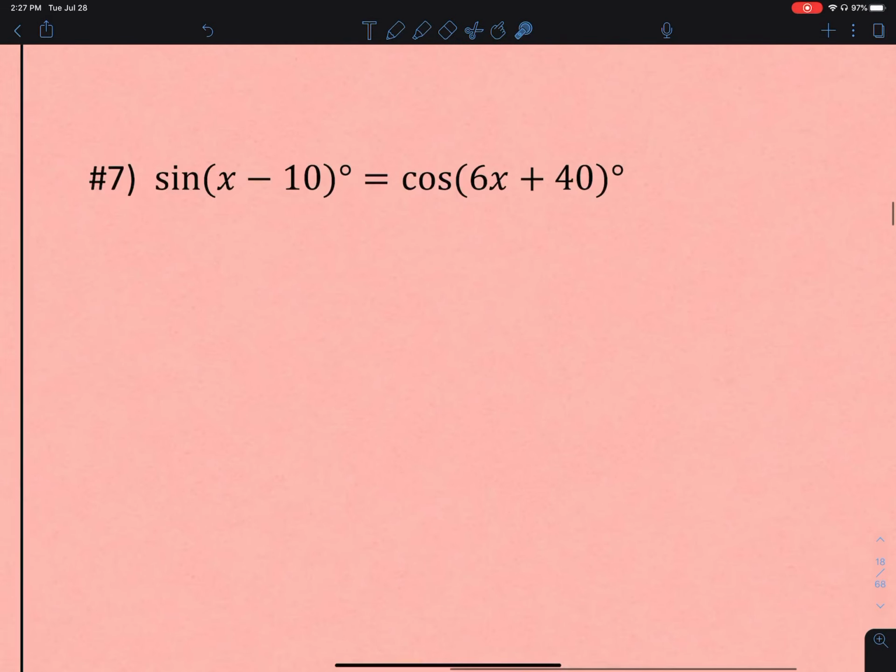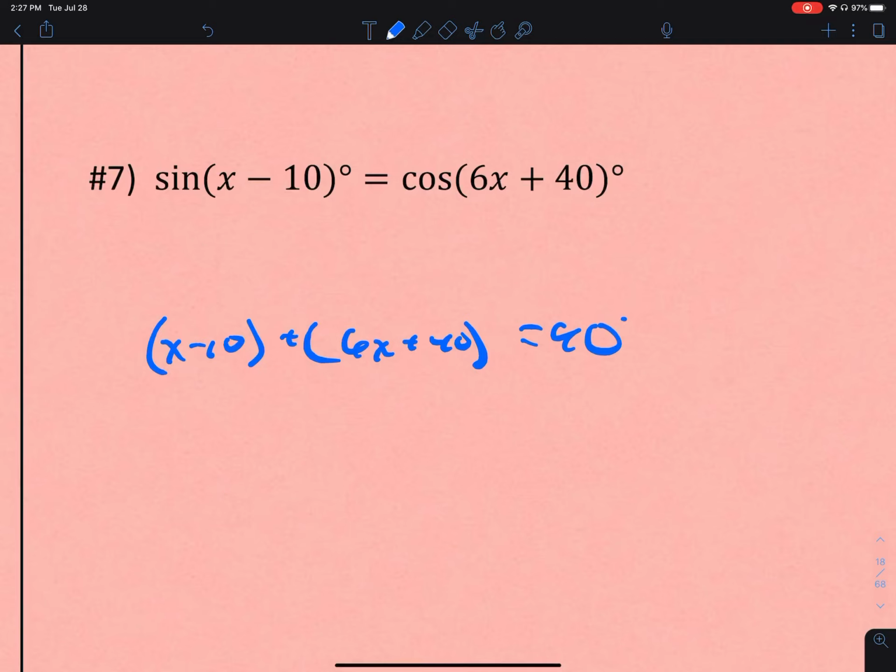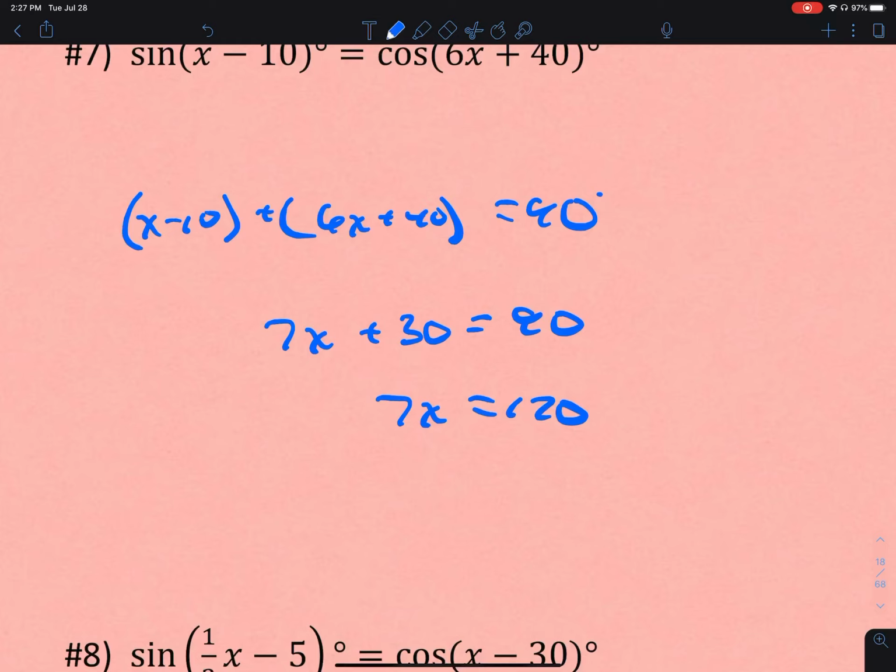Number 7. Sine and cosine are equal. Therefore, these angles are complementary angles. If you add their measures, you get 90 degrees. So that's 7x plus 30 is 90. I take that back. If I subtract 30 from both sides, not add, I'm going to get 7x is 60. Therefore, x is 60 sevenths.